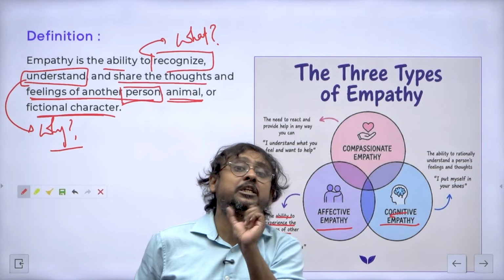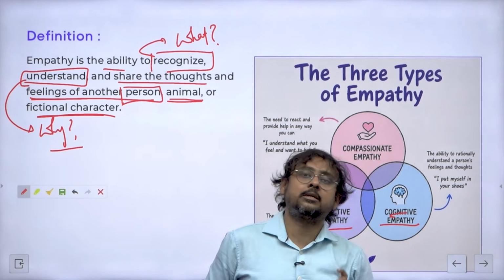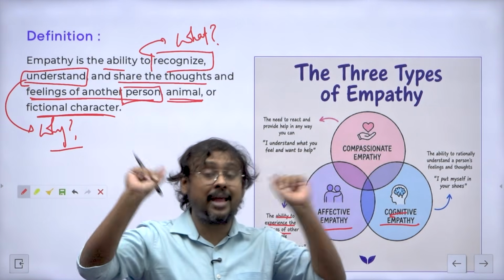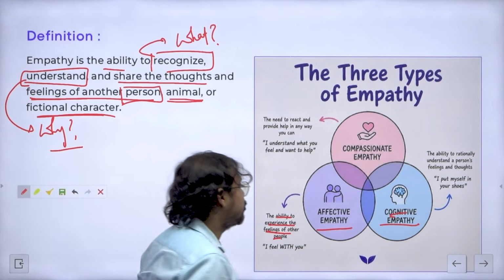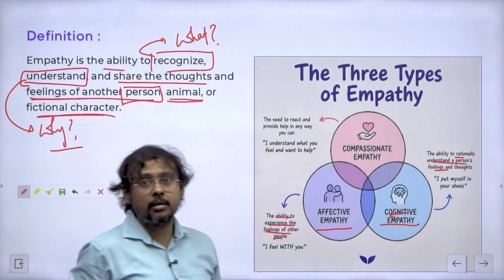The process of ratiocination is very important. What does the term ratiocination mean? It is the process of thinking rationally, right? So the ability to rationally understand the person's feelings and thoughts, right?